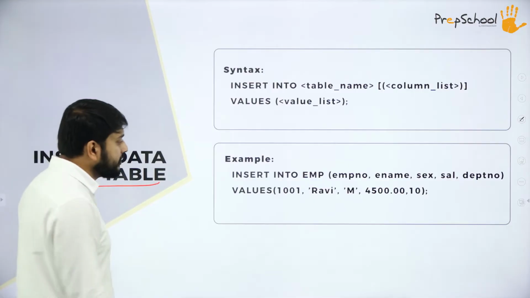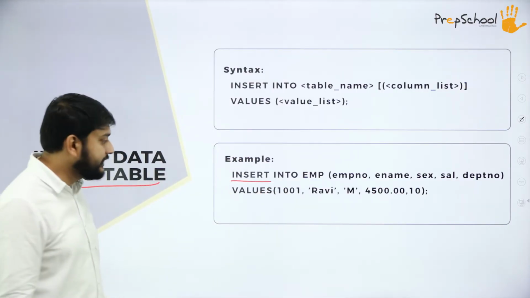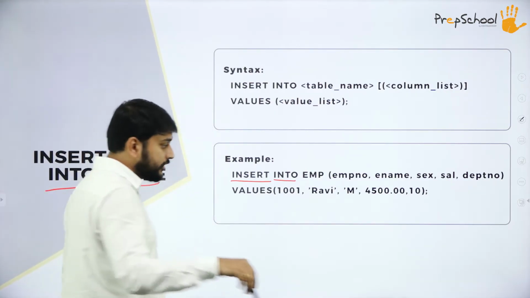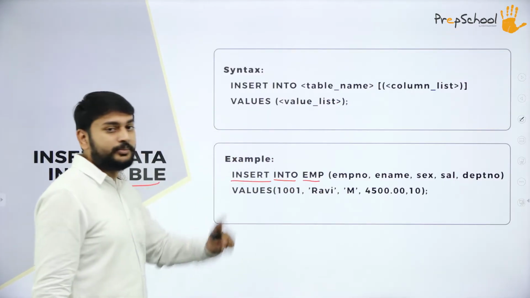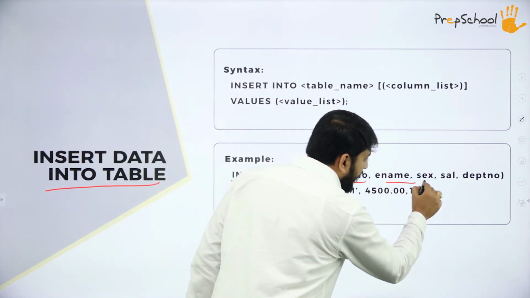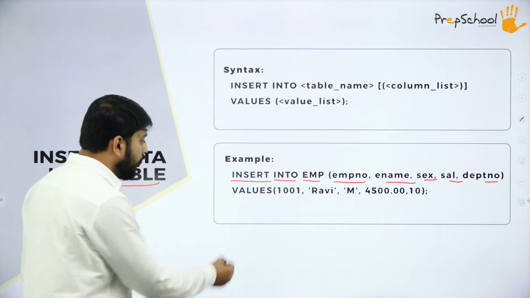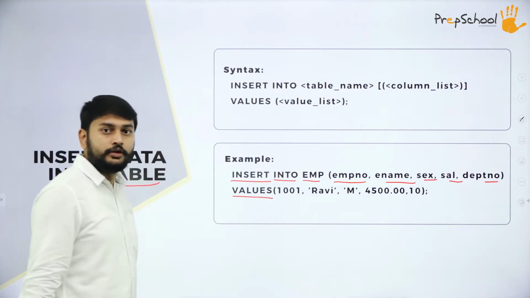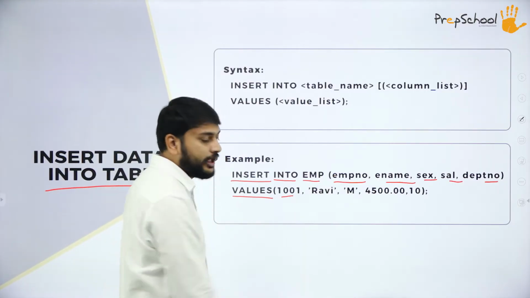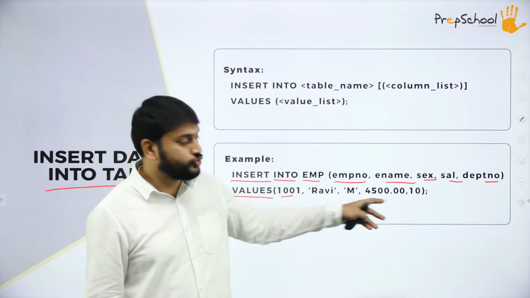What is the keyword that I have to use? I have to use the keyword insert. Where do I have to insert? Insert into the table that is employee. This is the table name. How many columns do you have? I have these many columns. I have to enter the column names. Then after that, what is the value that you have to enter? I want to enter the values. So fine, start entering. The first value will be for EMP number. The second value will be for e-name. So on it goes.